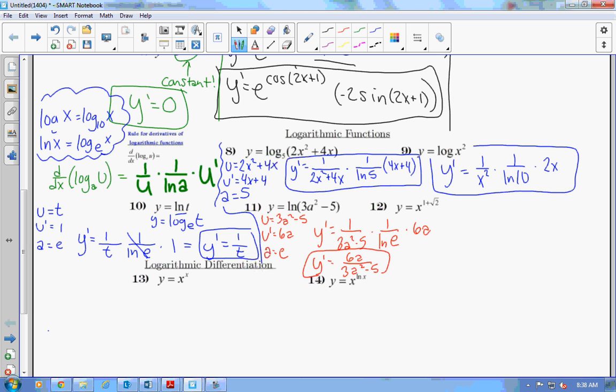Where's your number 12? Okay, not a single person has it. It is not 0, guys. This isn't even actually a logarithmic problem. It was to throw you off.